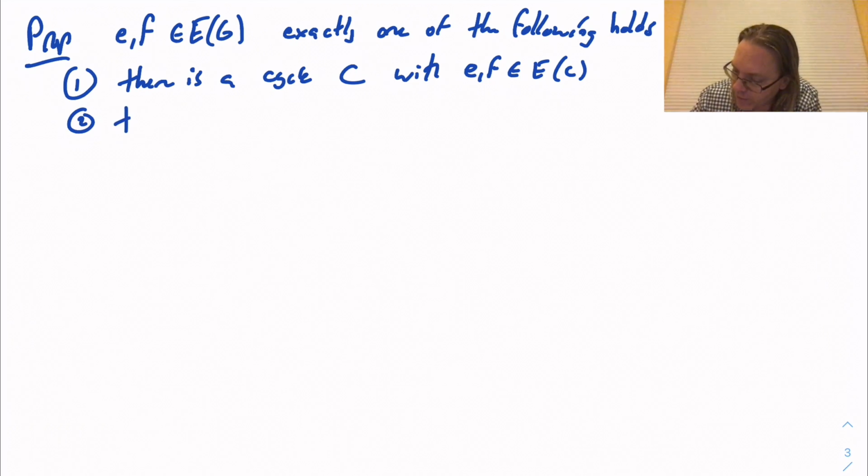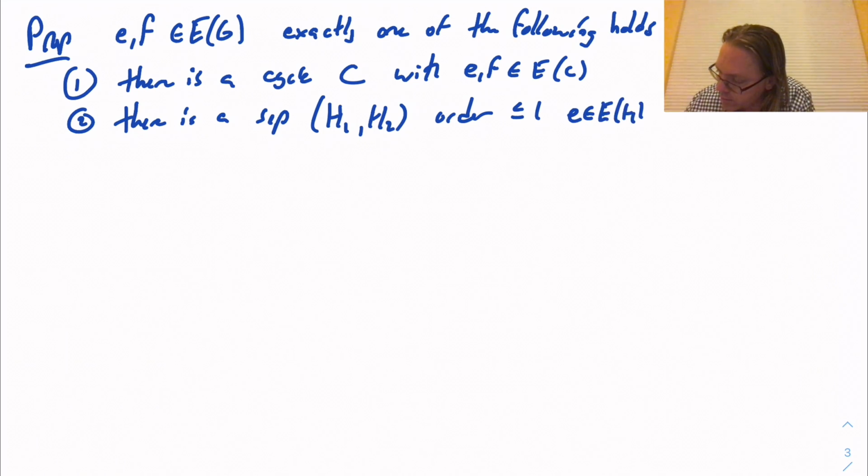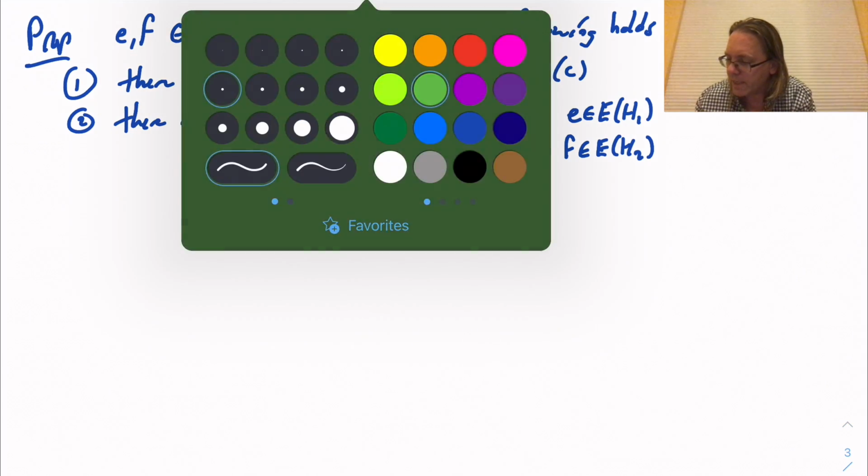So the other possibility is that there is a separation H1, H2 of order less than or equal to 1 with E an edge of H1 and F an edge of H2. So let's see why you can't have both.